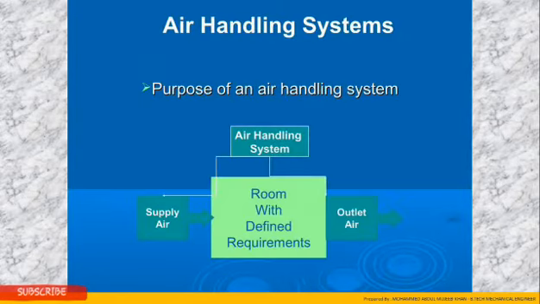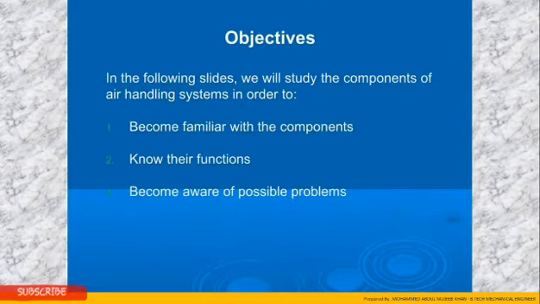Now just look at the basic HVAC purpose of an air handling system. The basic supply air, the room with the defined requirement, and the outlet air. In the following slides, we will study the components of air handling system in order to become familiar with the components, know their functions, and become aware of possible problems.